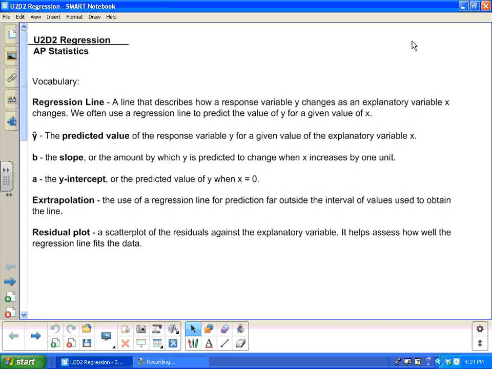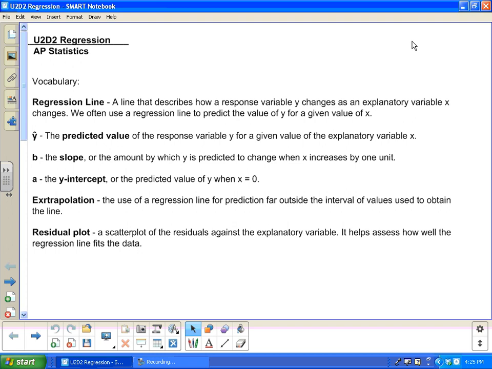So let's think about what we did last class. Last class we talked about making a scatter plot. We talked about direction, form, and strength, which is how to interpret a scatter plot. And we also talked about correlation, and how to interpret that.